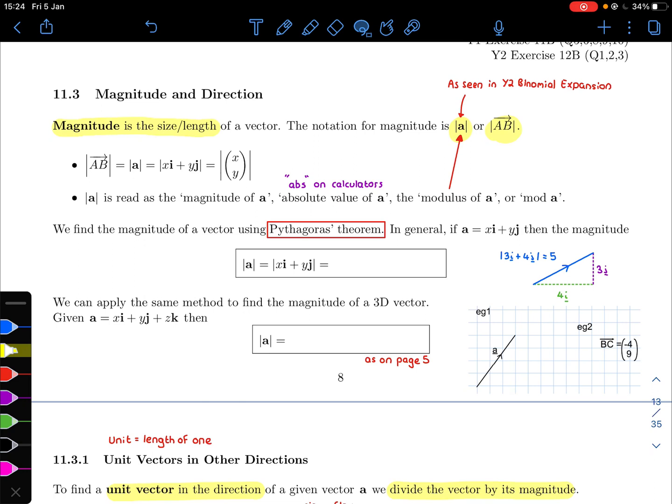So here we're going to look at how we find the magnitude of a vector, the direction of it, and then write a vector in what we call magnitude direction form, and also look at unit vectors, i.e. those that have magnitude of 1.